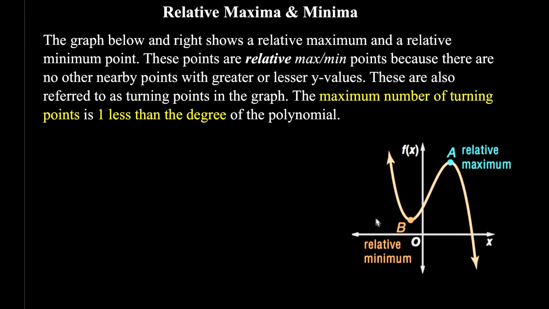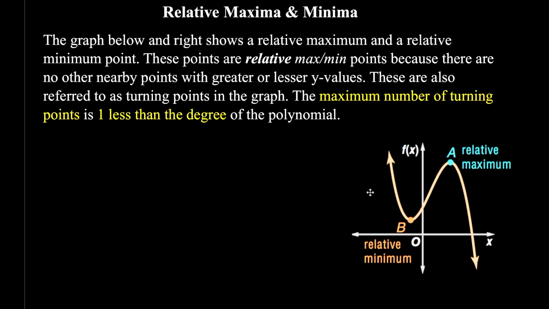Relative maxima and minima refer to points where in our polynomial function things change. We get a maximum value, but it's only a relative maximum because none of the points around it are bigger or smaller. So A is a relative maximum because there aren't any y values around it that are bigger. And then B is a relative minimum because there aren't any points whose y values are smaller.